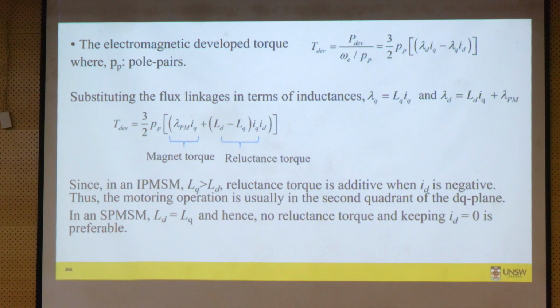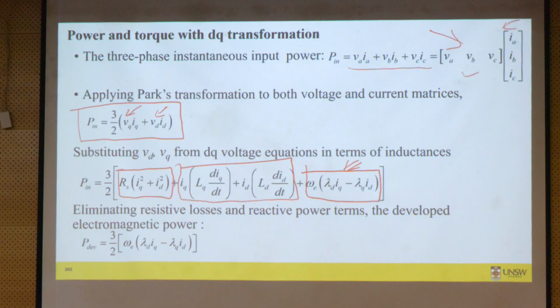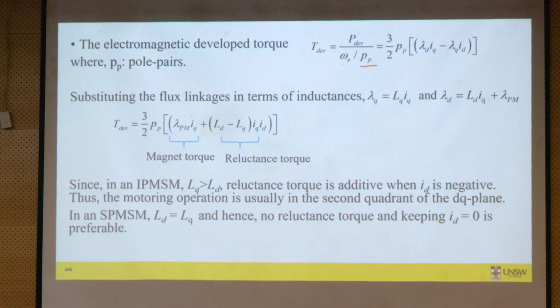And taking this, if we divide this power by the speed, we will get our torque. So torque is lambda d iq minus lambda q id, whole thing, there is a factor 3/2 and pole pairs coming from the speed. This omega cancels out because we have an omega e here. So this omega e will be cancelled out when we calculate torque. And the 3/2 factor comes from the transformation.